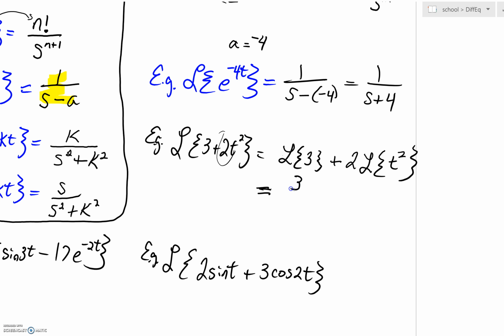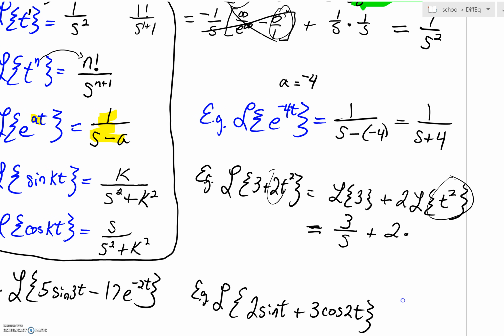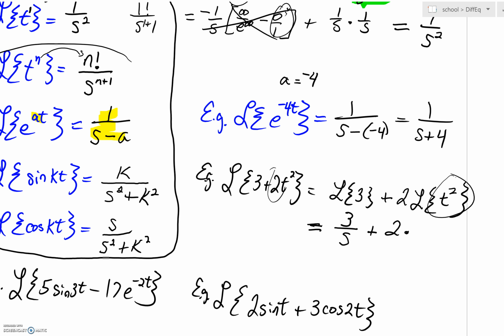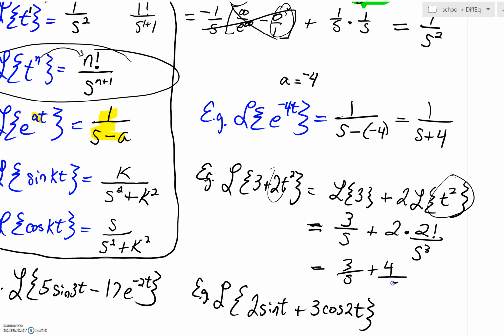So we're going to say this is 3 over s plus, we've got our 2 out in front. Well, now we're going to have t squared. Look in the top left corner of the screen here. We're going to have a factorial. What factorial up on top? 2 factorial. Down below, I'll have s to the 3rd. Final answer is going to be 3 over s plus 4 over s to the 3rd. You don't have to get a common denominator. In fact, it's probably better that you don't at this point. We doing okay so far?